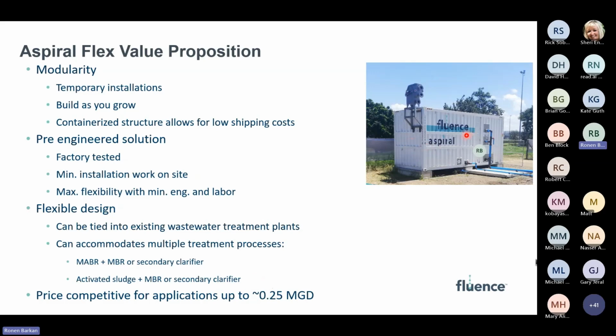Fluence can always utilize these building blocks without any MABR towers and just offer a conventional activated sludge process or conventional MBR process. And as I explained before, this is really relevant for applications up to a quarter of an MGD. It is feasible to treat more than that with these types of solutions, but it becomes many containers, and you really need to make sure that it addresses the drivers of the application.